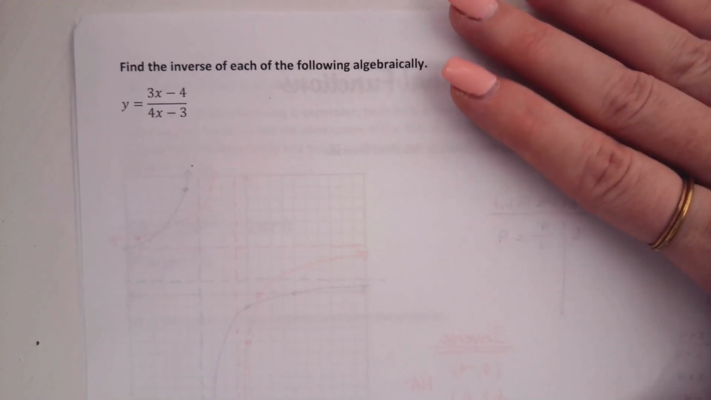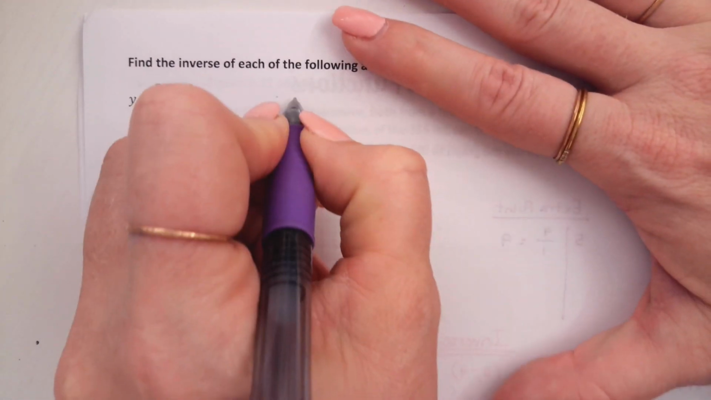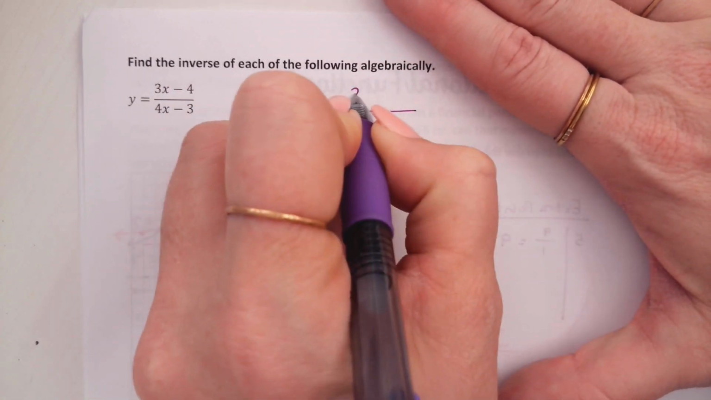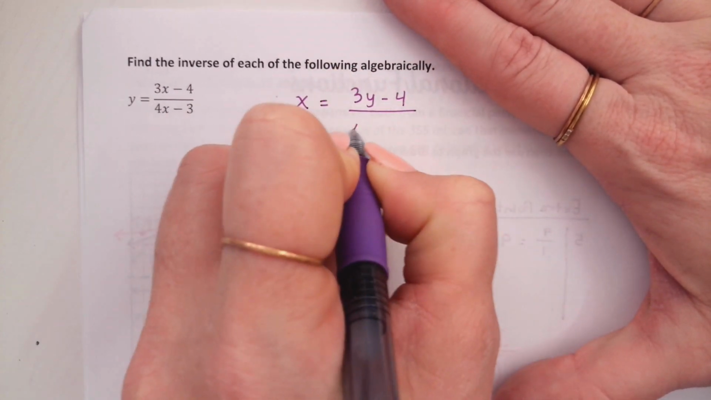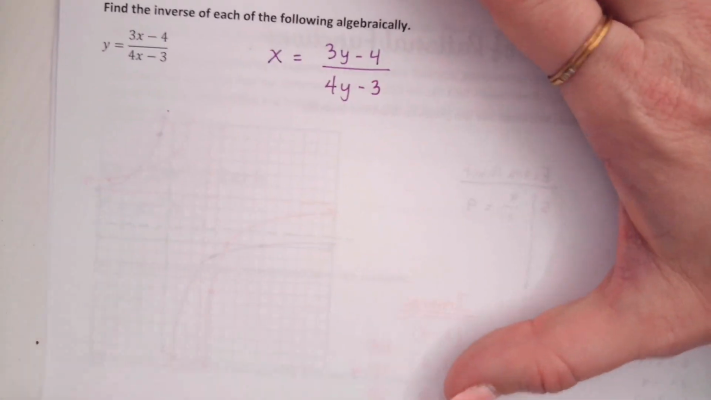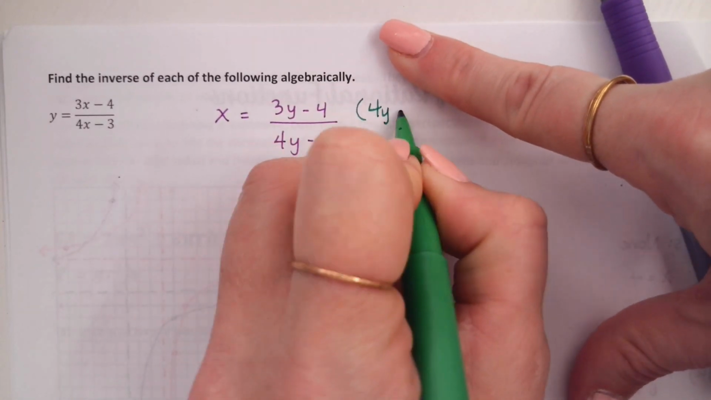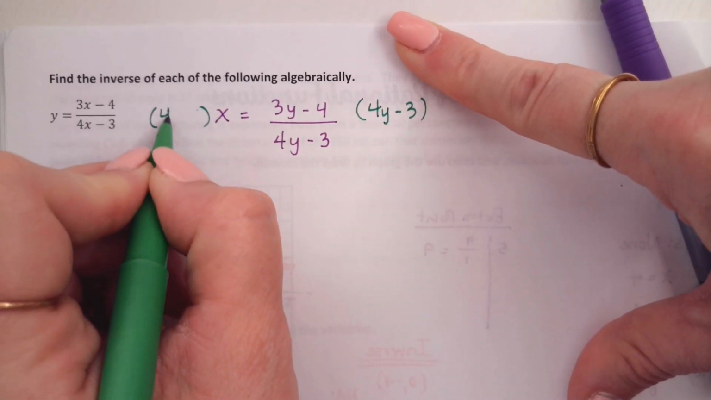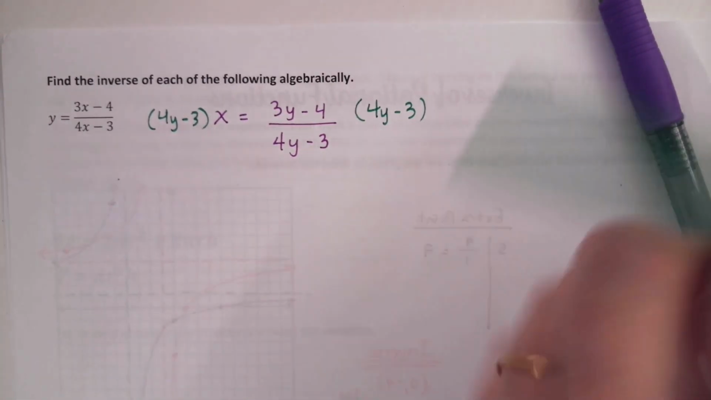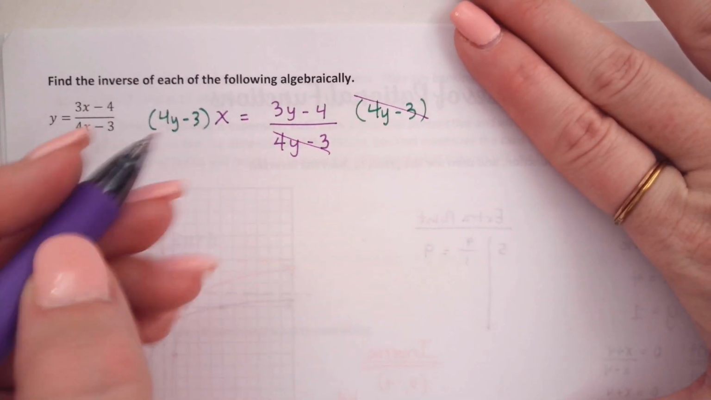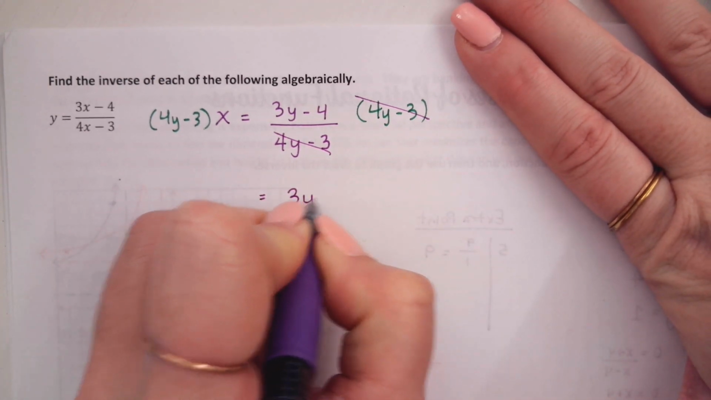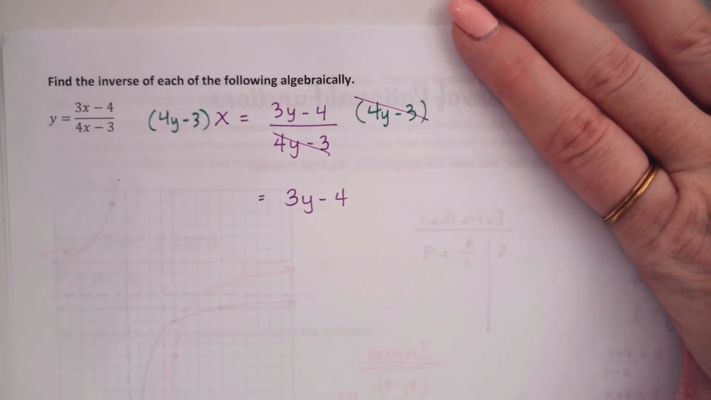I'm going to not write the steps on this one. Let's see if we can just remember the steps. Okay, step 1, swap, good. So we become x equals (3y minus 4) over (4y minus 3). And then? Multiply by that denominator to cancel it. So we get 3y minus 4 on the right, but on the left, what are we going to need to do?